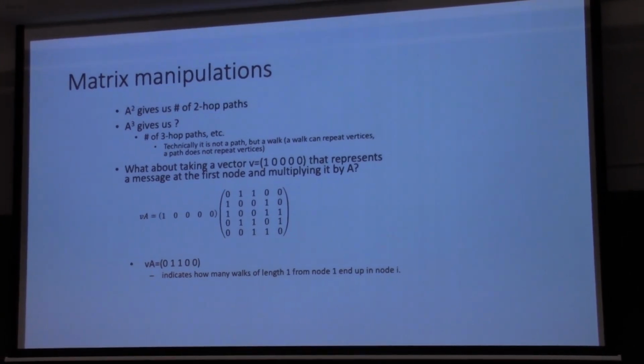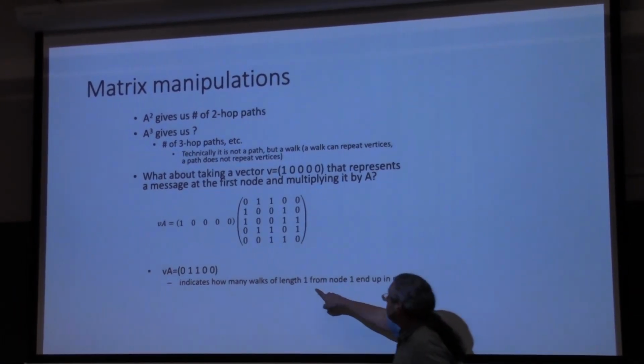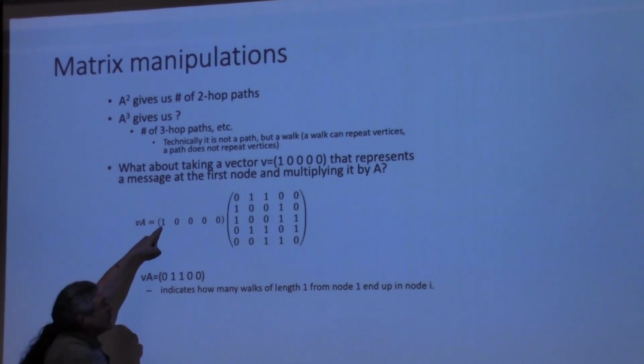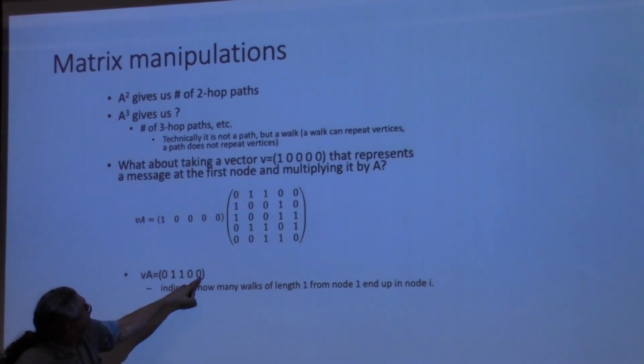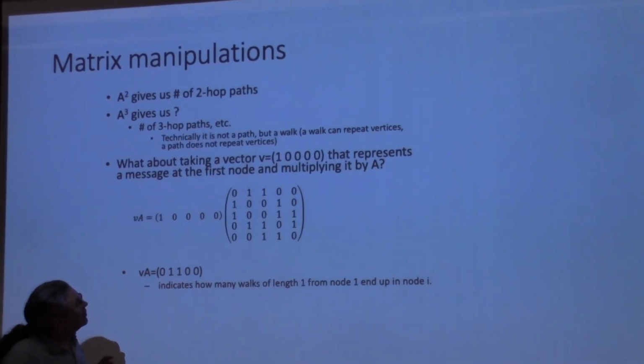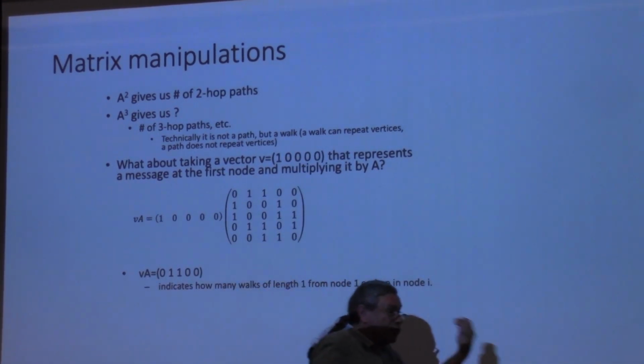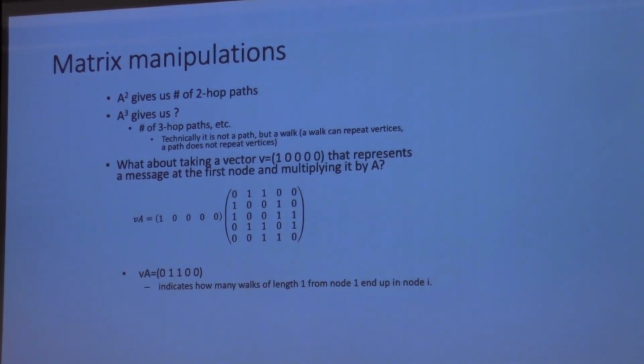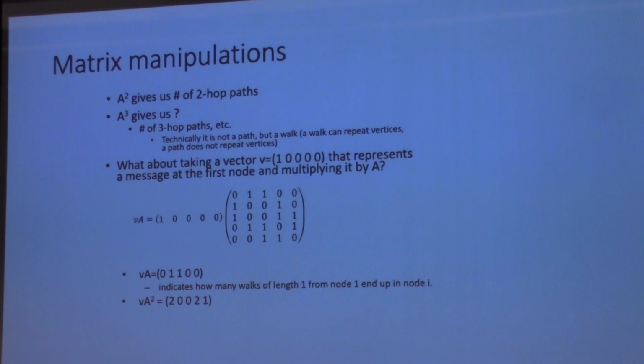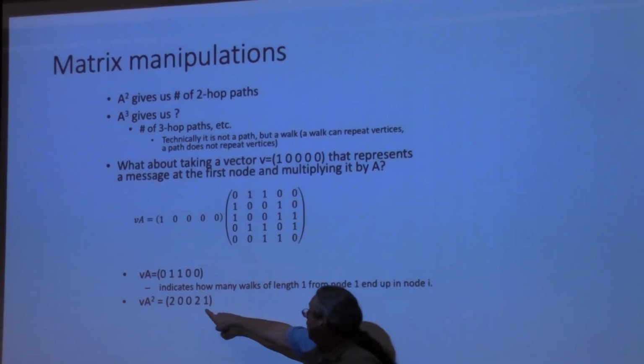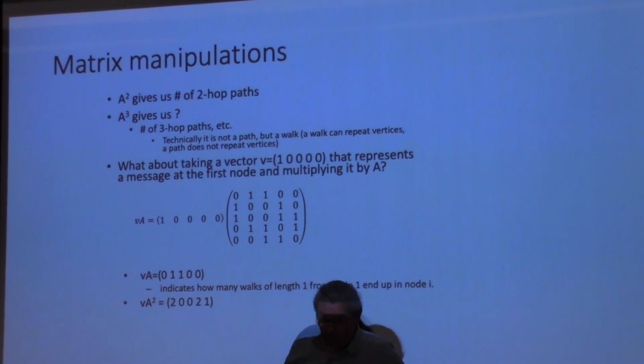So basically it tells you how many walks of length 1 start from node 1 ending in node I. And you could do multiplication for that. See how matrix multiplication is really neat. A squared gives you 2, 0, 0, 2, 1. So now we have 2 walks going from node 1 ending up in node 1, or 2 walks from node 1 ending up in node 4.